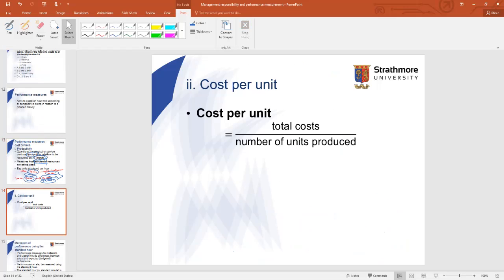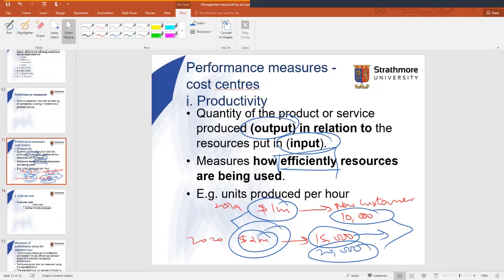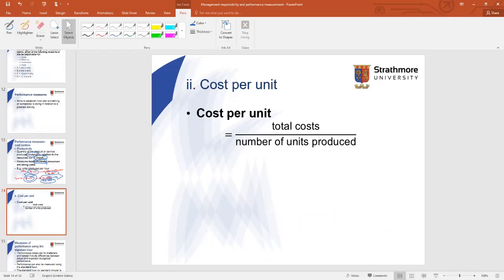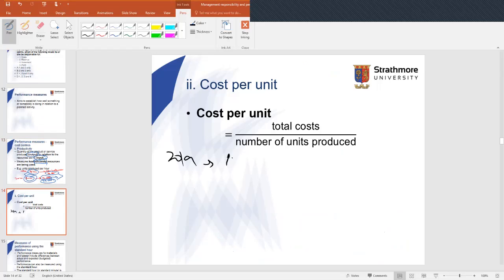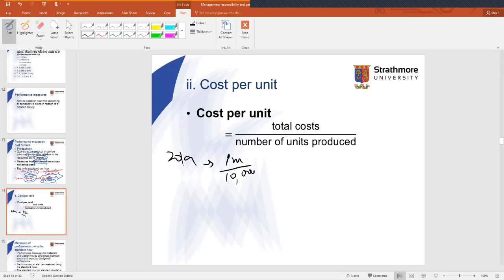The other measure you can have is the cost per unit. For instance, just going back to the previous example of the marketing department, you can determine the cost for every new customer, the cost the company was incurring in year 2019. The cost per new customer for year 2019 was equal to $1 million divided by the 10,000 new customers which we got. Therefore, for every new customer, the cost incurred is equal to 100, per new customer.